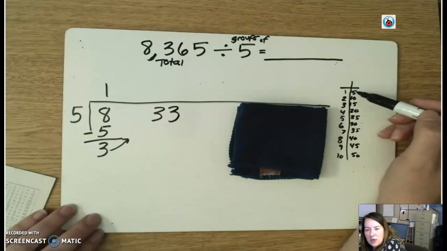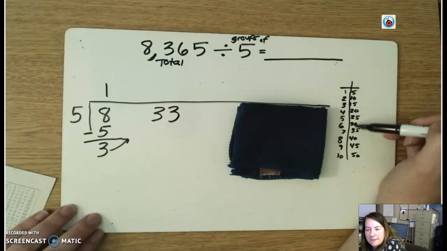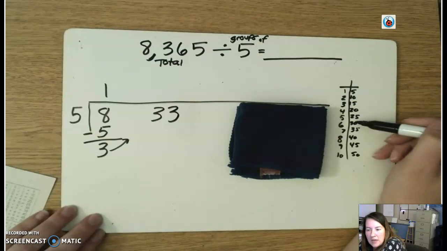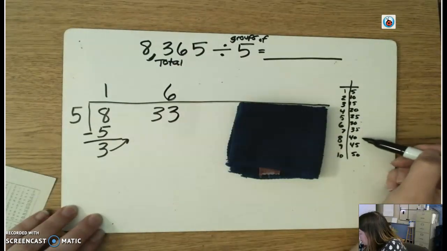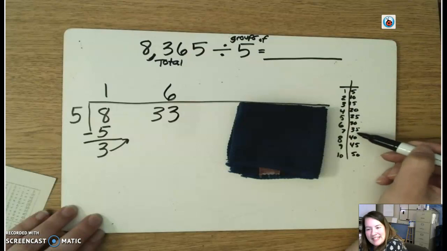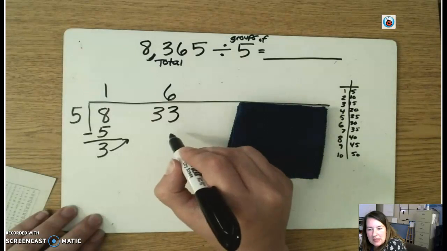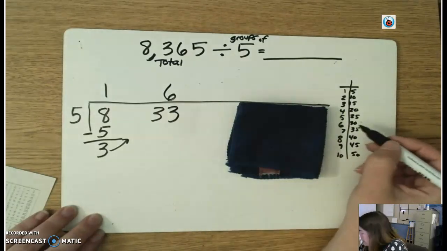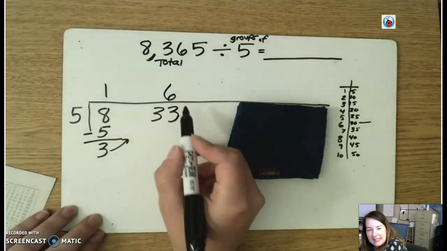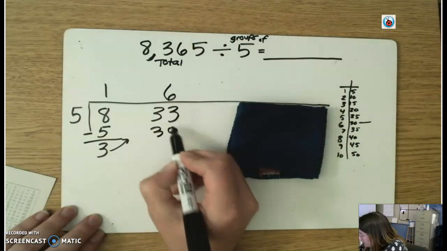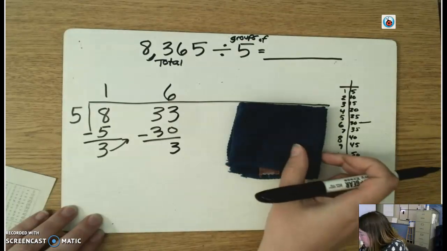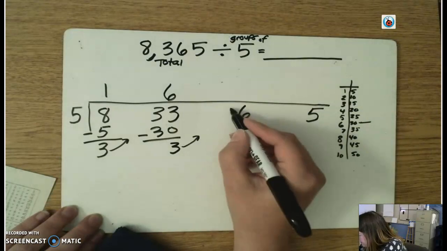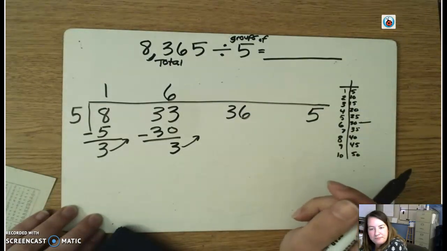How many groups of 5 can we make with 33 pieces? So let's look at our T-chart. It looks like I could make 6 groups of 5. Now remember, I can't make 7 because I need 35 pieces to make 7 groups, and I only have 33 pieces. So I know I can only make 6 groups. If I make 6 groups of 5, that would use up 30 pieces. 33 minus 30, and I would have 3 pieces left over again. Okay, let's take those 3, join them with our next number.